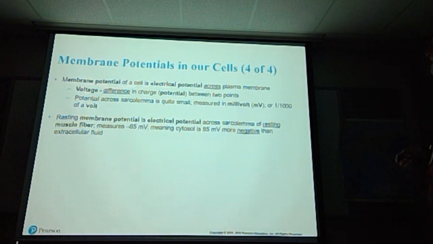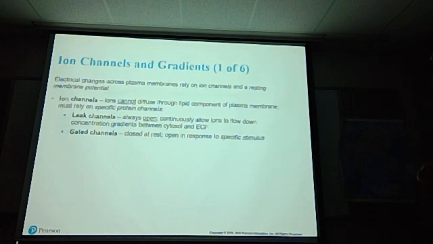The membrane potential of the cell is the electrical potential across the plasma membrane. Voltage is the difference in charge between the 2 points. Potential across the sarcolemma is quite small. It's measured in millivolts, or 1/1000th of a volt. Resting membrane potential is the electrical potential across the sarcolemma of resting muscle fibers, and it measures a negative 85 millivolts, meaning the cytosol is 85 millivolts more negative than the extracellular fluid. So the inside is more negative than the outside.